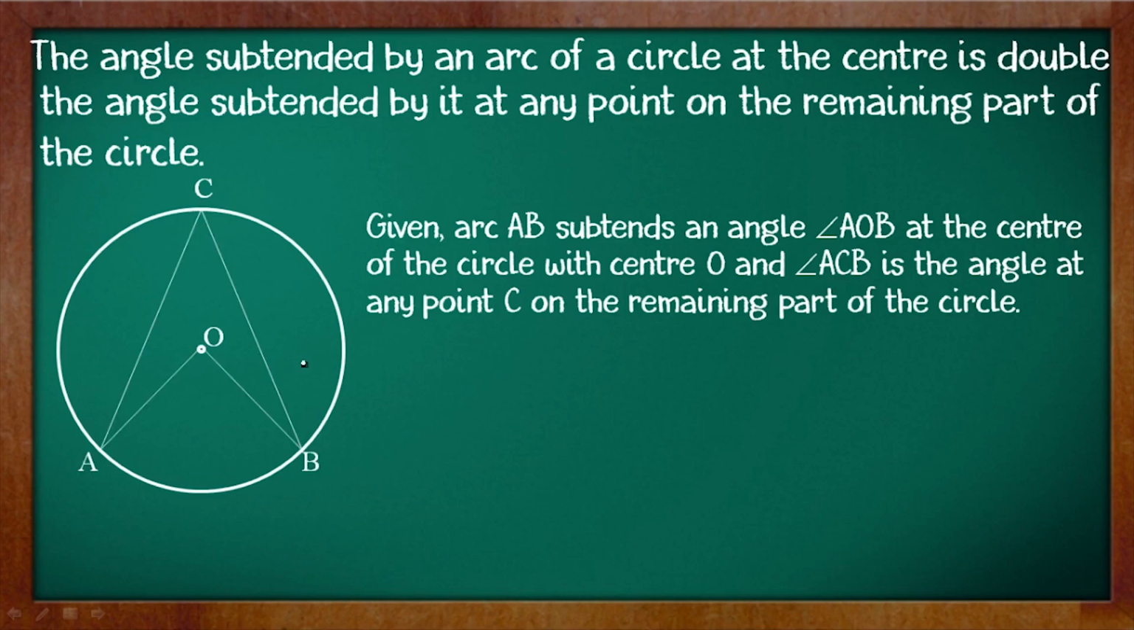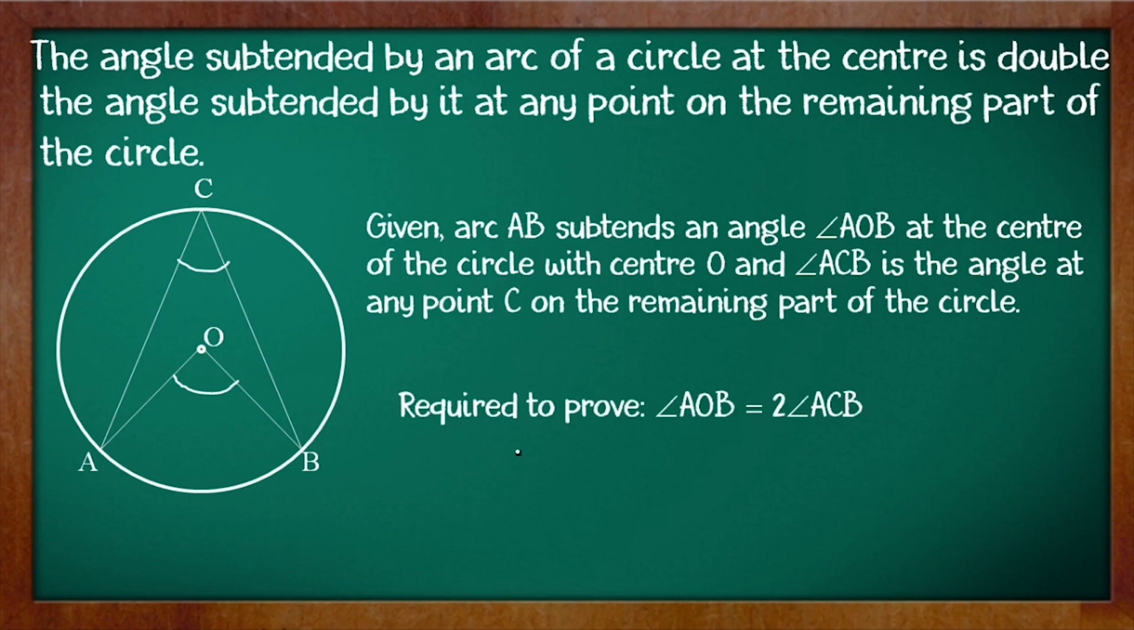Now let's see what we write in required to prove. As the statement says, the angle at the center should be double the angle at the circumference. That means angle AOB will be twice angle ACB. So that is what we need to write in required to prove: angle AOB is equal to 2 angle ACB. So angle at the center is double the angle at the circumference.